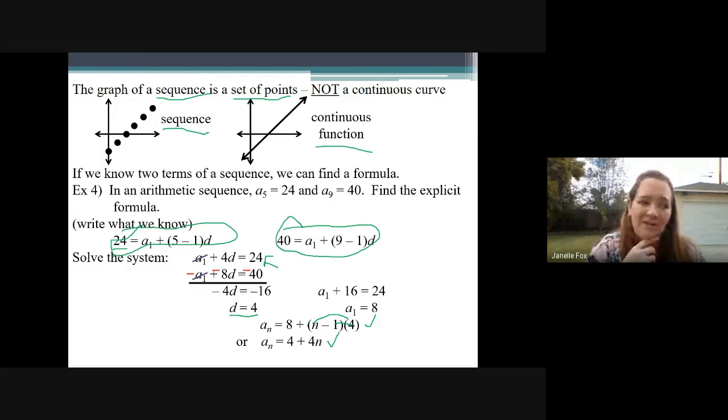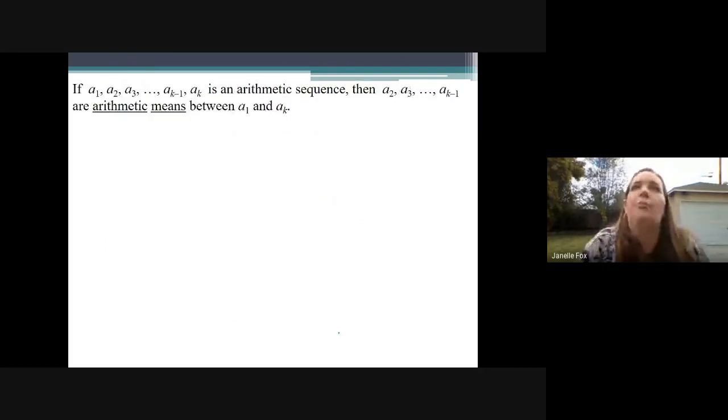I actually probably have both of those versions on my answer key, okay? So then let's go to putting in arithmetic means in a sequence. This is another application of an arithmetic sequence.